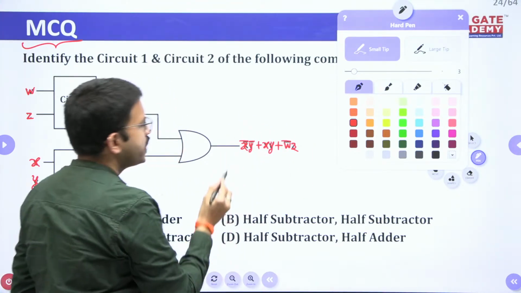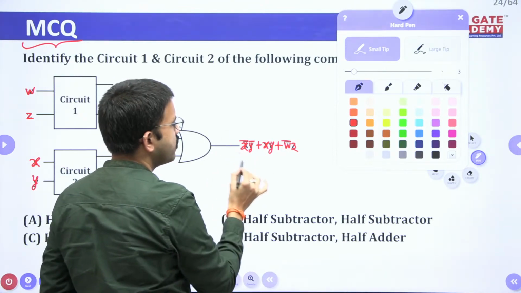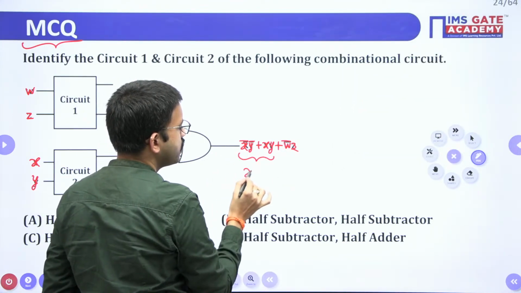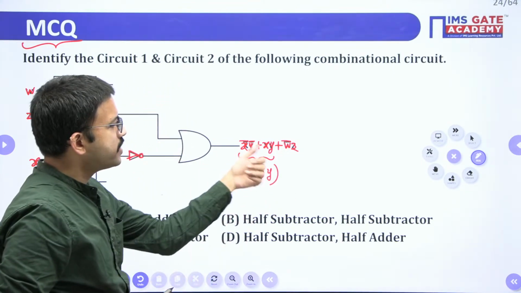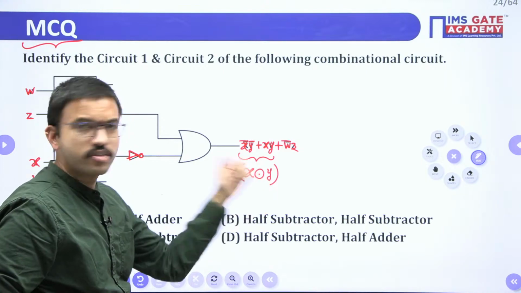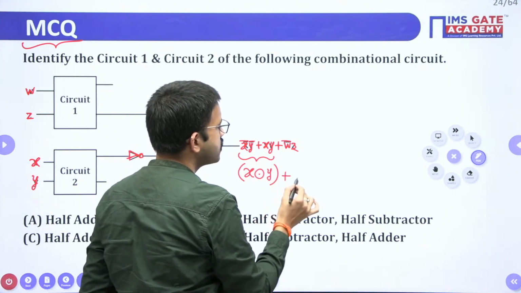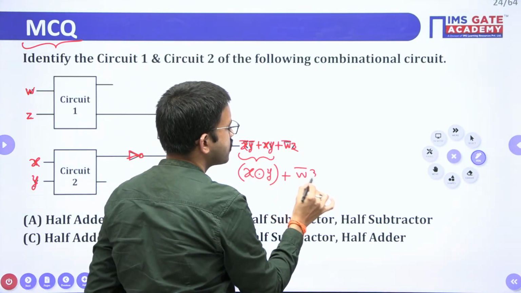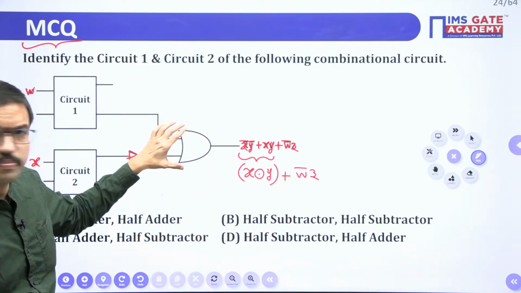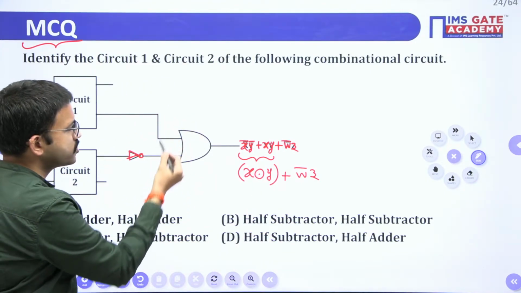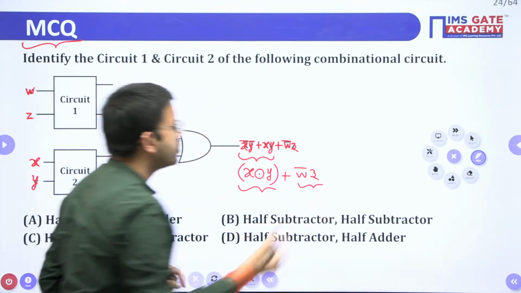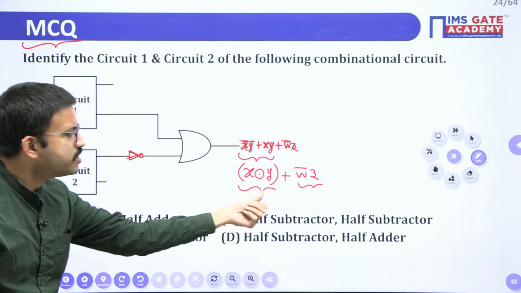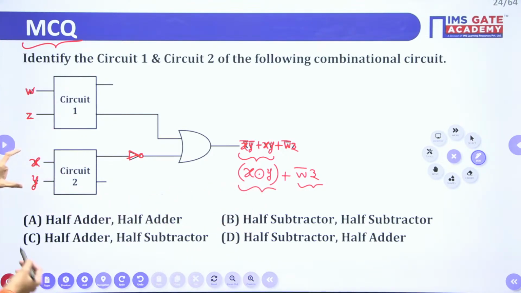X bar Y bar plus XY you are having. This one we can write as X exclusive OR Y. After that you are having logical OR and then W bar Z. Now if you observe, you're having a 2-input OR gate. That means you're having 2 inputs here, and here you are getting 2 terms only. One term you're having among XY, and here you're having the inputs.